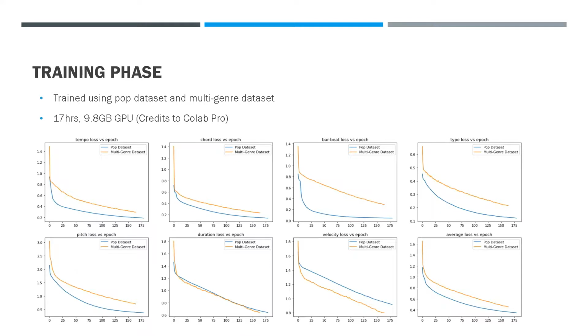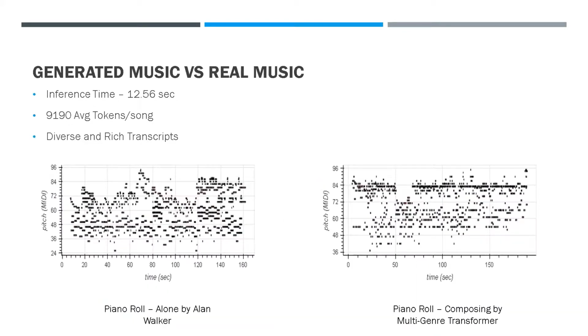Talking about our training phase, we trained our model on two different datasets. One was a pop dataset and the other was a multi-genre dataset. We trained for around 17 hours using a 9.8 GB GPU. What we observe is that for each of these tokens, our loss is converging, which shows that our transformer is actually learning to generate music.